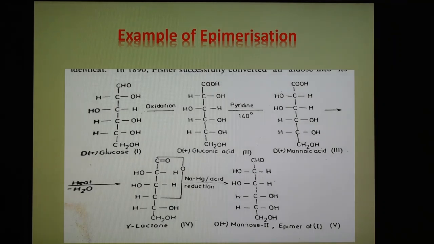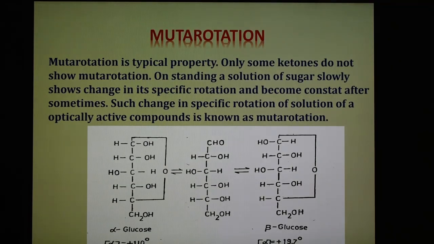And lastly we are going to see mutarotation. So what do we mean by mutarotation? Mutarotation is a typical property shown by the majority of reducing sugars. Only some ketoses do not show mutarotation. On standing, a solution of sugar slowly shows a change in its specific rotation, which becomes constant after some time. Such spontaneous change in the specific rotation of a solution of an optically active compound is known as mutarotation.